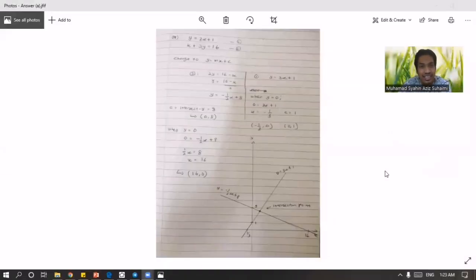All right, this is the answer from your friend. So now let's continue with our class activity. This is the answer for A, given by your friend. All right, it's correct. But I would like you to graph it on graph paper next time. All right, thank you.